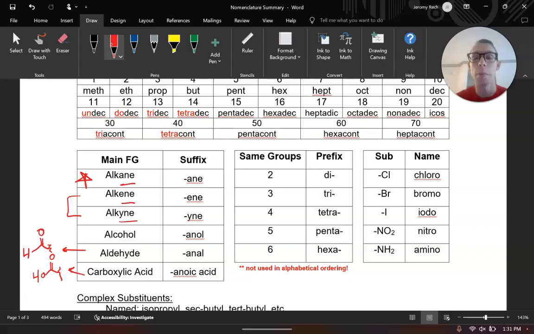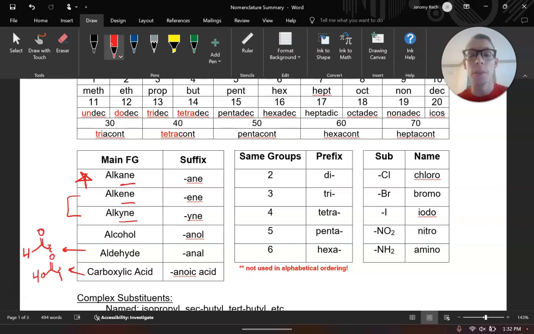So if you have, for example, a dimethyl, the M in methyl is what you're using to alphabetize them. If you have a penta-isopropyl, you ignore the penta and you're going to use the I in isopropyl for your alphabetical order.